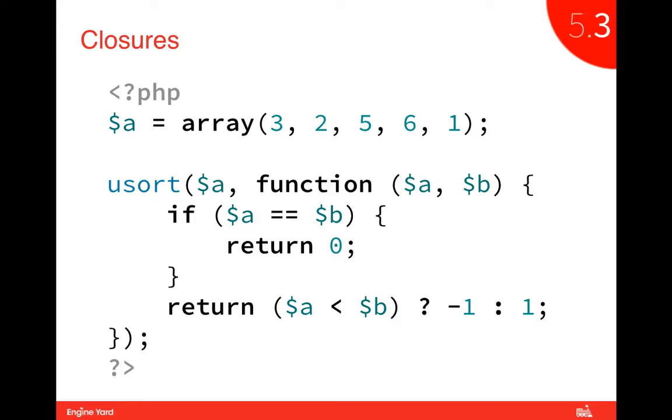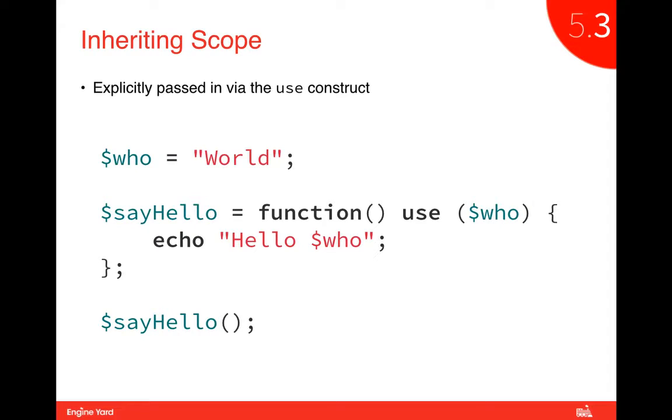What's important to understand is inside of this function, scope is completely enclosed. You have no access to anything outside of the function, unless you explicitly pass it in using the use construct. So here's another use of it. The way that we do that is when we define our anonymous function, here we're assigning it to the say hello variable. So say hello equals function use, and then the variable that we want to import from the parent scope or the defining scope. In this case, please don't do this. We're taking the variable who and we're passing it in so it can be used inside of the function.